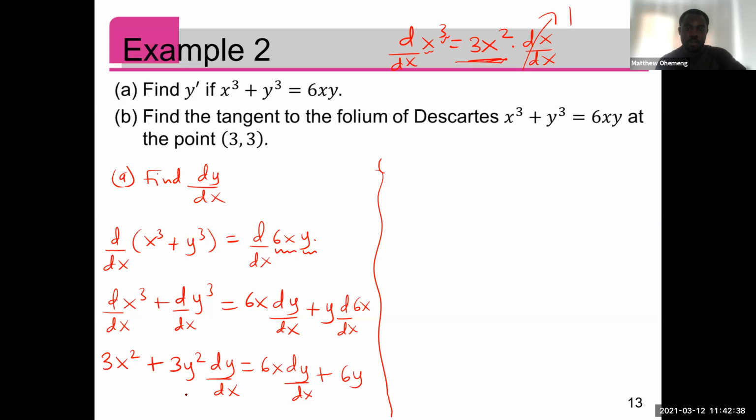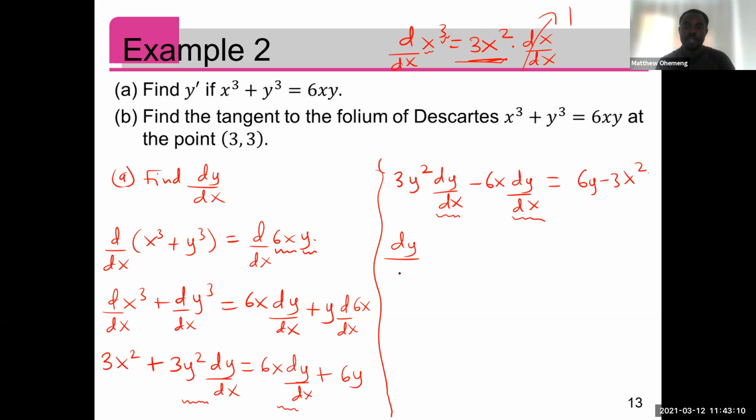So for dy over dx, we have to group like terms. I see a dy over dx term here, and I see another dy over dx term here. So I need to join them on one side, right? And then I have to subtract the 3x squared. So in the long run, I'm having 3y squared dy over dx minus 6x dy over dx equal to what? 6y minus 3x squared, right? And then don't forget that we are trying to solve for dy over dx. I can factor that out and have dy over dx times what? 3y squared minus 6x.